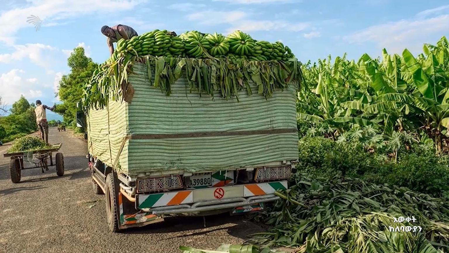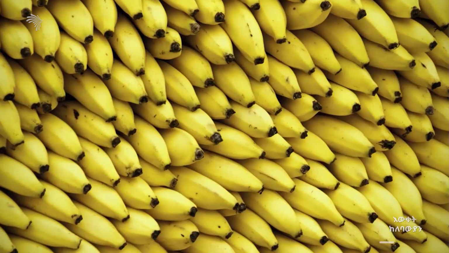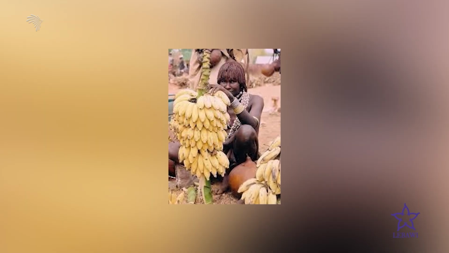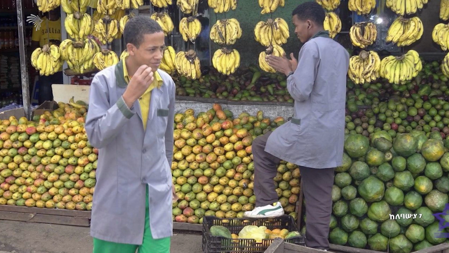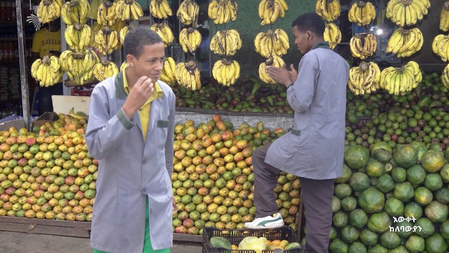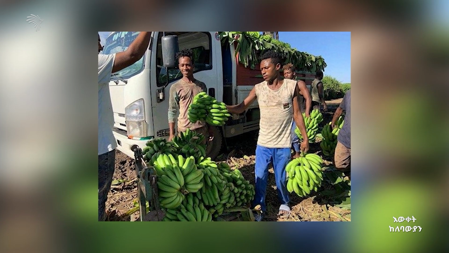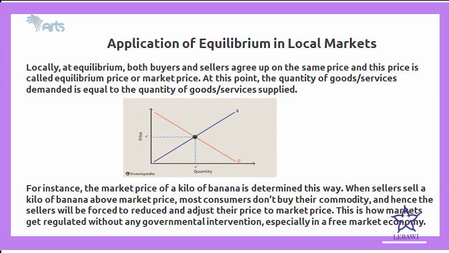Well, for example, if you take a local market in Ethiopia, which is a perfectly competitive market, let's take a market for banana. So 1 kilo of banana is sold for 30 birr. So that's the market price. The market price is essential because both buyers and sellers agreed upon that price. So people have information about how much a banana costs. It also helps us to regulate the market without any government intervention. So these are the two practical applications of equilibrium in regards to price.